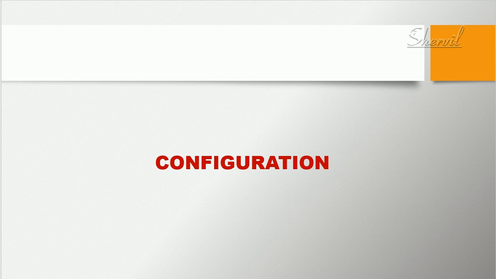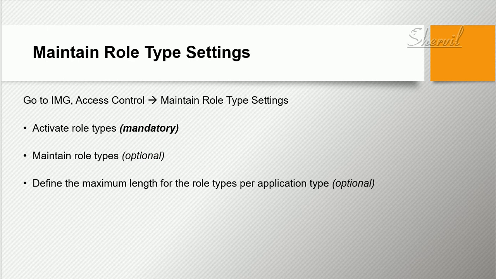Then we come to configuration. Let's quickly see what the BRM configuration steps are from a GRC system standpoint. The first thing that you need to do is to define the type of roles you're going to use. That's a mandatory step that you have to perform, and it is all done in the IMG. So in this transaction, under access control, under the BRM module, the business role management module, you have to activate the role types, which is a mandatory step to perform. So we'll see what it is.